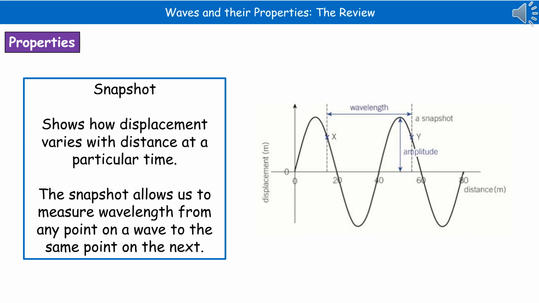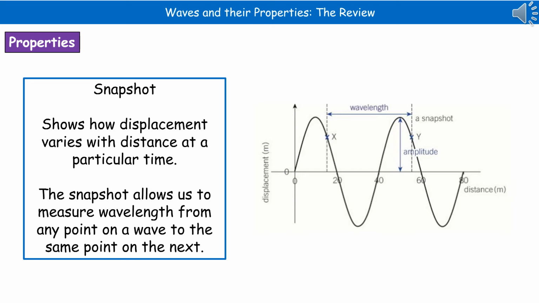If we have a look at our second graph, the snapshot graph, what you'll notice is the x-axis label is different. So as I've said, you've got to look at the x-axis label in order to identify, is it a snapshot or is it a time trace? So because we've got distance, it's a snapshot. And the snapshot will show us how displacement varies with distance at a particular time.